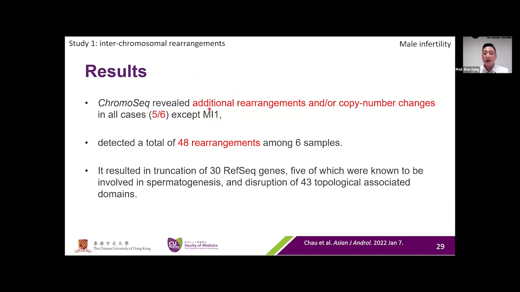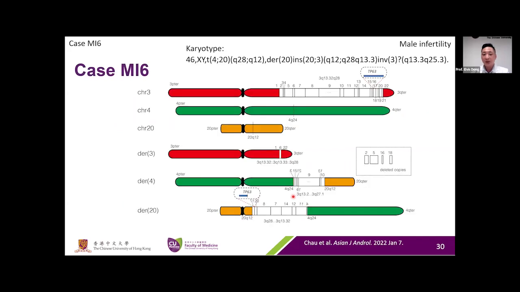The result is that additional rearrangements were identified in all six cases. The majority of the cases had additional structural rearrangements appreciated, and a total of 48 rearrangements were identified. That means the sequence complexity is far higher than what we expected, so it disrupts genes as well as the topologically associated domains. This is case six, which is the most complex. I would like to use it for demonstration.